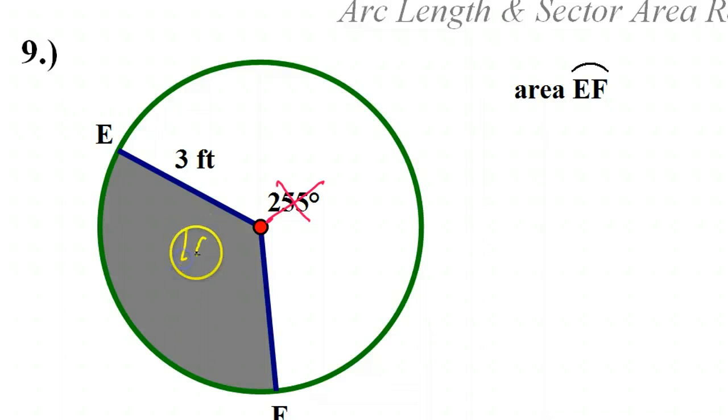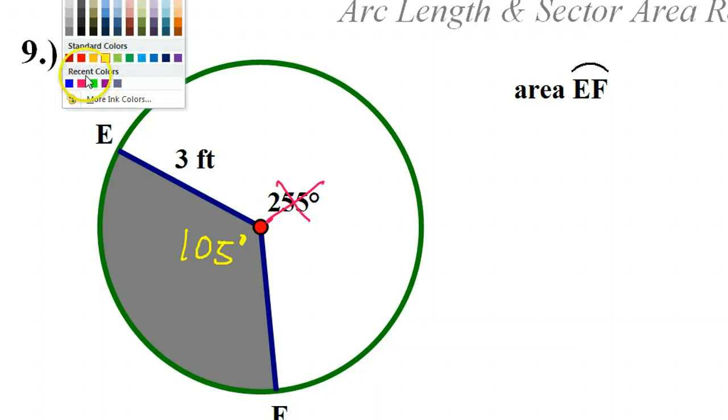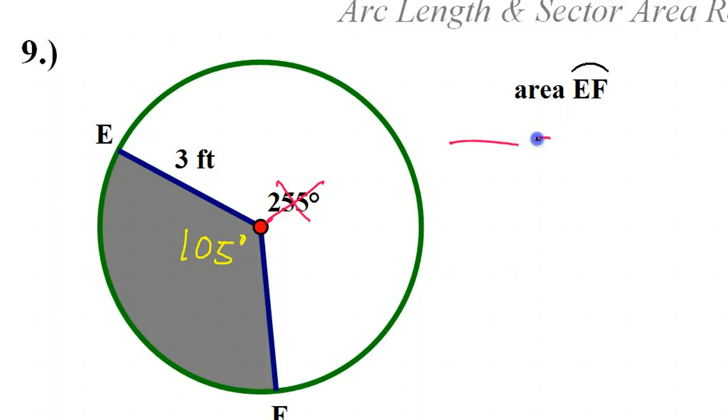So we want 105 degrees. That's the number that goes with the shaded sector here. We are going to be doing part over whole equals part over whole. Let me just do that schematic real quick. On the right hand side we're going to be doing degrees, but the key is do not use the 255. If you do that, you'll be finding the white area and not the shaded area. So we will use 105 over 360.